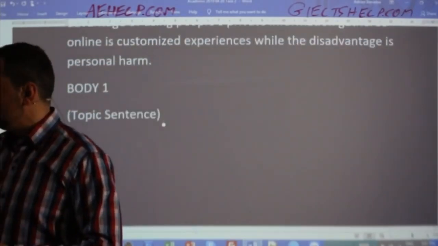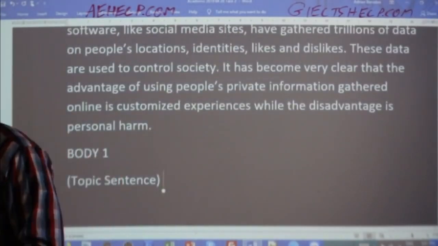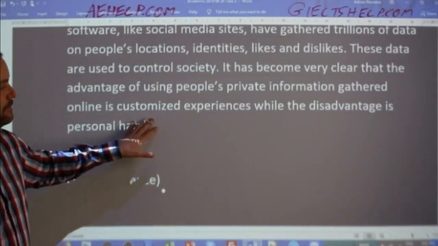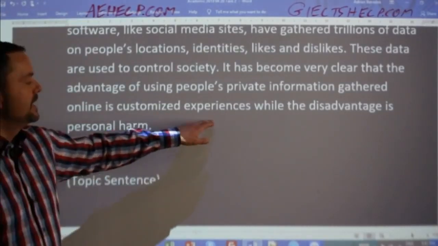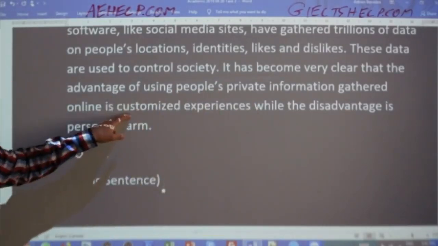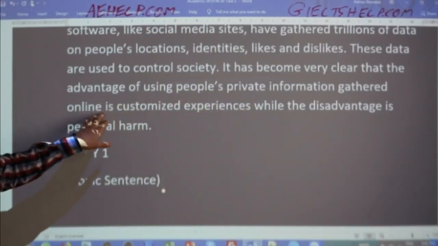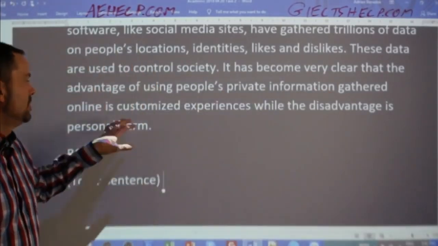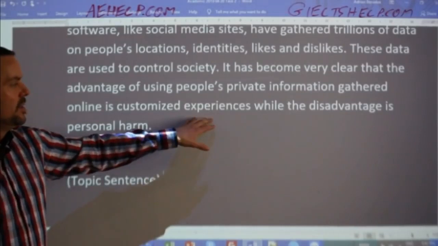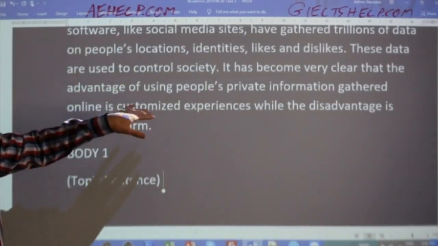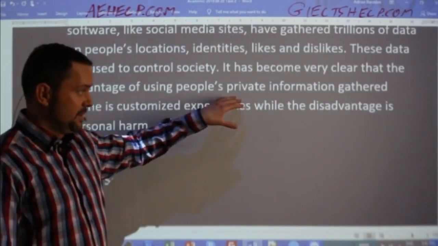Okay, so the topic sentence deals with customized experience. The topic sentence has to be an expansion of the concept of customized experience as a benefit. The advantage of using private information gathered online is customized experience, while the disadvantage is personal harm. So the first point is about customized experience.